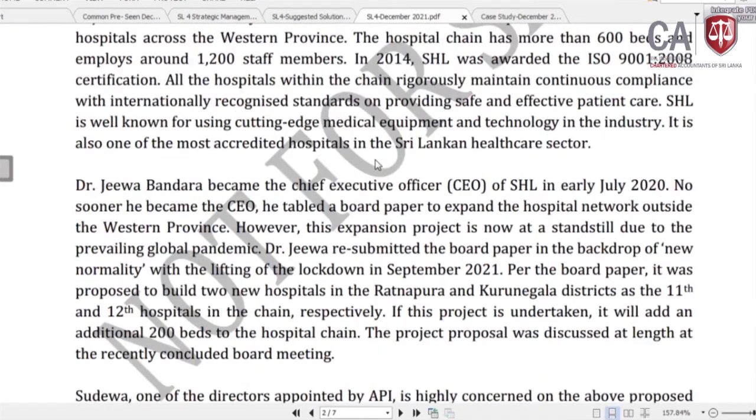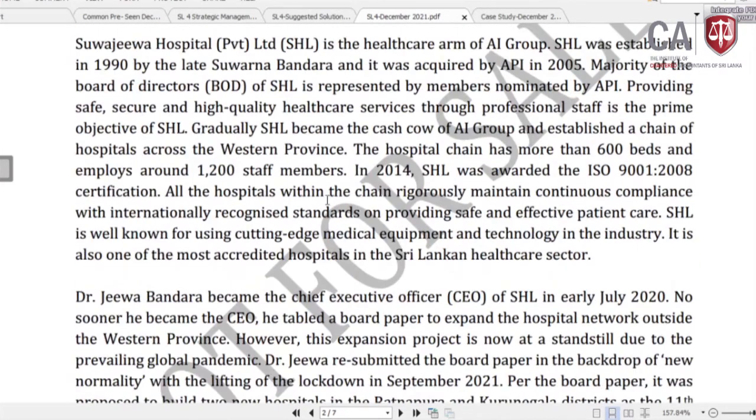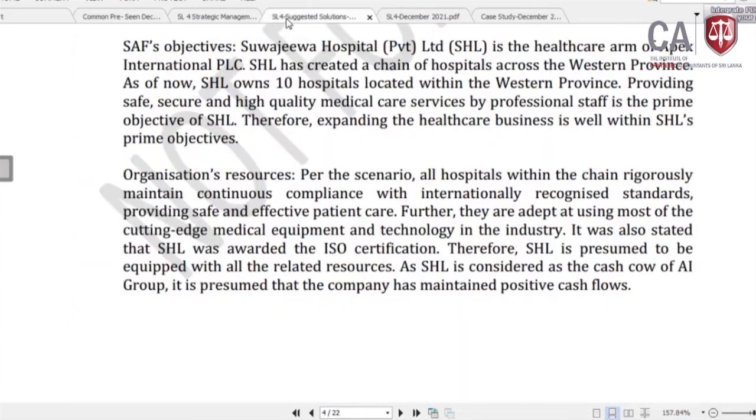So, we check whether it is matched with their hospital's objective. It is given their objective. The objective is providing safe, secure and high quality healthcare service through professional staff, right? Providing safe, secure and high quality healthcare service through professional staff. So, when you look at it, the expansion is in line with that.